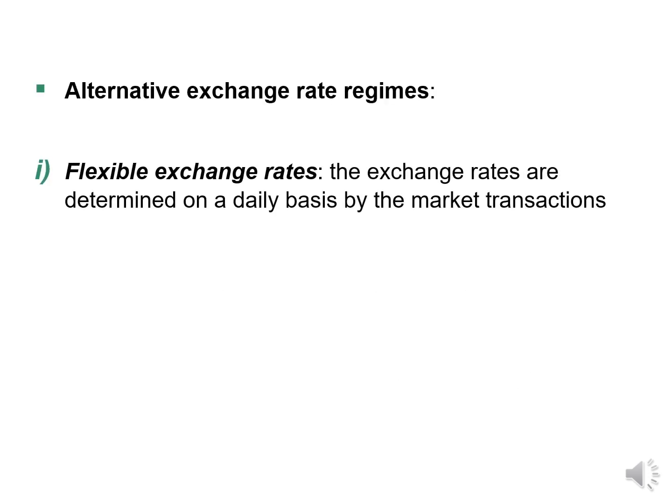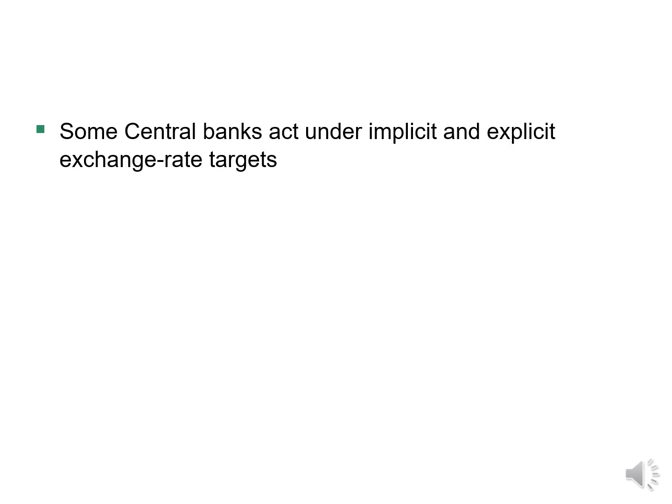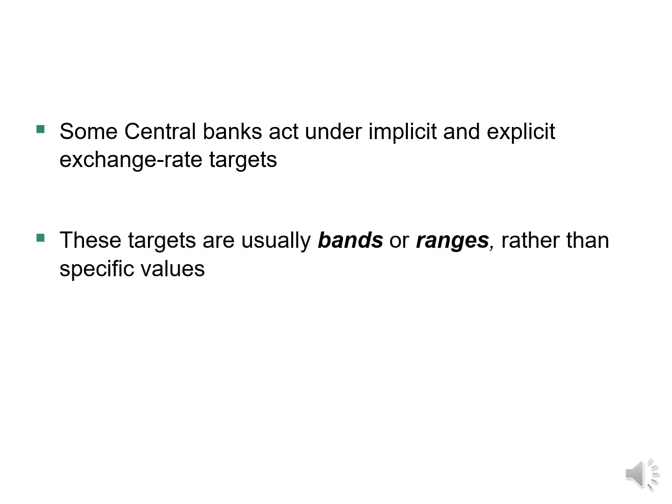Alternative exchange rate regimes. Flexible exchange rates: the exchange rates are determined on a daily basis by market transactions. And the second is the fixed exchange rate. Central banks are committed to buy any amount of domestic currency and to sell any amount of foreign currency at a given exchange rate. Some central banks act under implicit and explicit exchange rate targets. These targets are usually bands or ranges rather than specific rates.